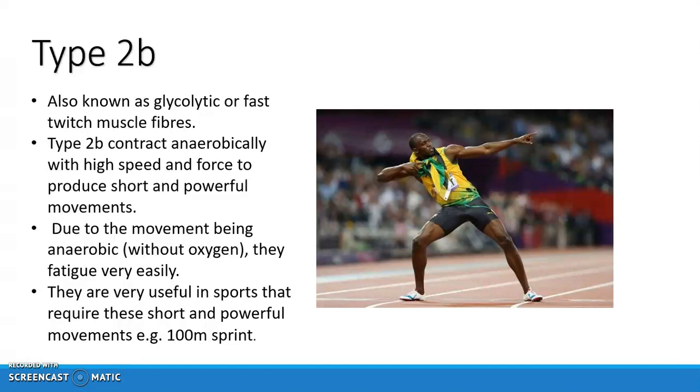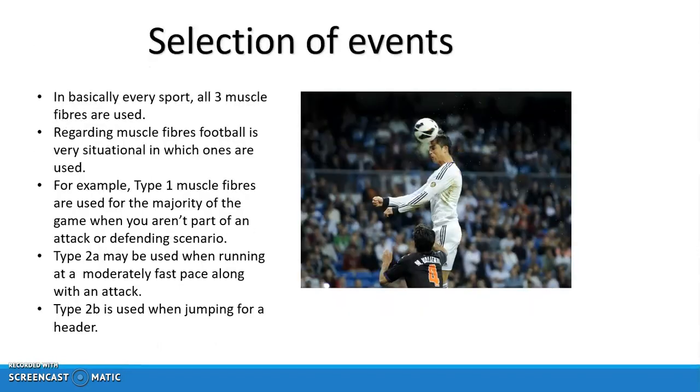Type 2B, also known as glycolytic or fast twitch muscle fibres, contracts anaerobically with high speed and force to produce short and powerful movement as a result of very fast metabolism. Due to the movement being anaerobic or without oxygen, unlike 2A, which is both aerobic and anaerobic, they fatigue very easily. They're useful in sports that require short and powerful movement, for example the 100 meter sprints, in which you work without oxygen with full force for a short duration.